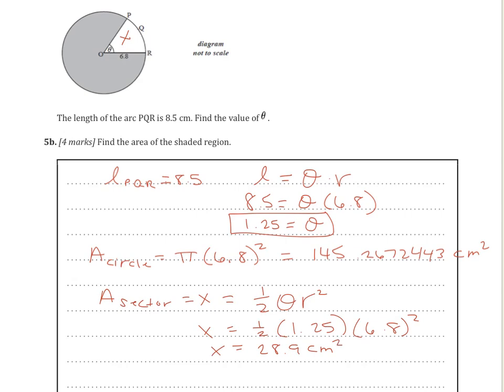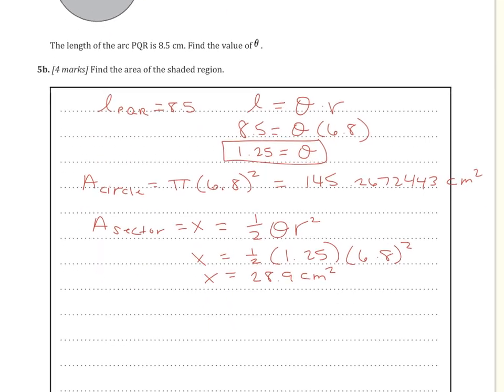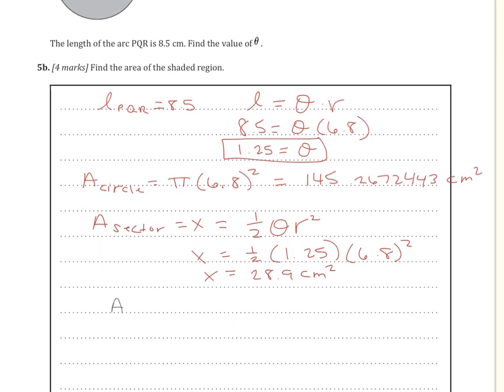And so what we know is that the whole area of the circle is that 145 number. The area of this sector here is 28.9. So the area of the shaded region is going to just be the difference. So 145.267 minus the 28.9. And when I do that, that gives me 116 when you round to three significant figures, so that's 116 centimeters squared.